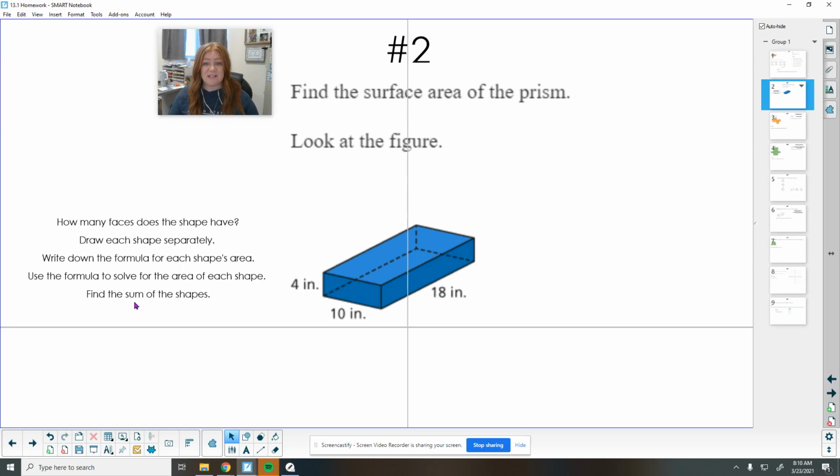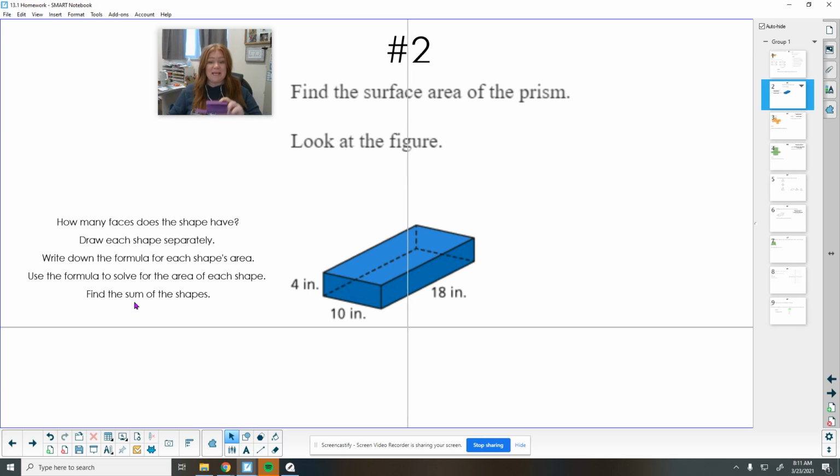Number 2 tells us to find the surface area of the prism. So let's look at our shape here and decide what kind of shape we have. So we know it's a prism, so it has a matching top and bottom. It has the base that is exactly the same.